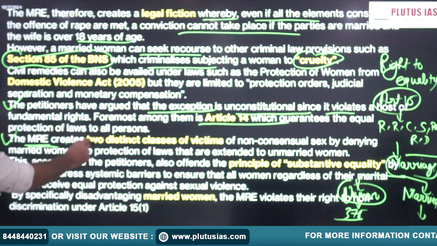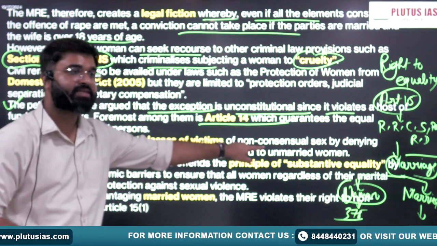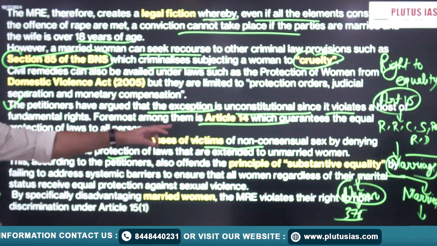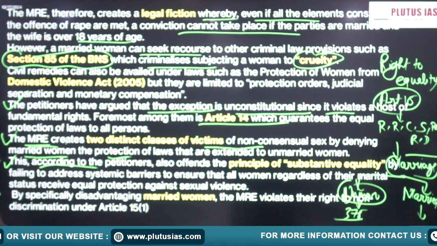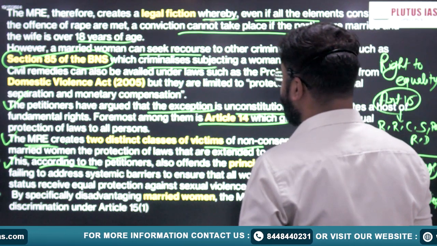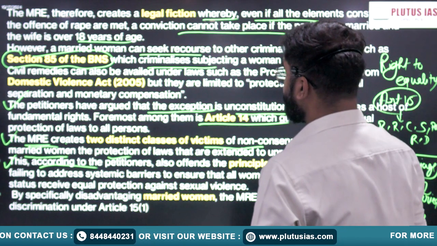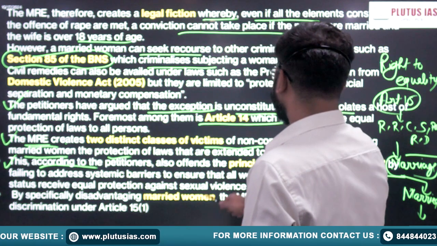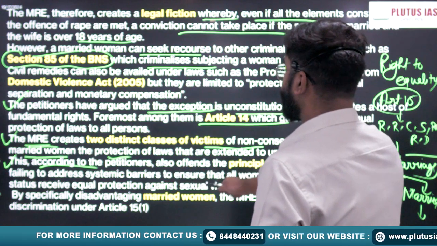The marital rape exception creates two distinct classes of victims of non-consensual sex by denying married women the protection of laws that have been extended to unmarried women. This, according to the petitioner, also offends the principle of substantive equality, failing to address the systemic barriers to ensure that all women, regardless of their marital status, receive equal protection against sexual violence. Next, by specifically disadvantaging married women, the marital rape exception violates their right not to be discriminated against under Article 15.